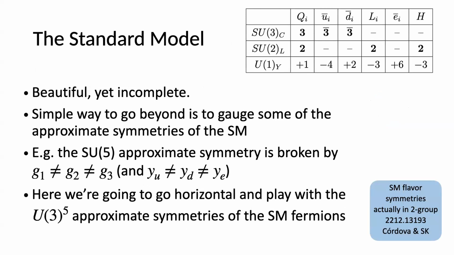But of course, we know it's not complete. We have more things we need to discover. And a simple way to go beyond the standard model is to gauge some of the approximate symmetries of the standard model. This is very familiar from, for example, grand unification, right? The reason that SU(5) grand unification works is that the standard model fermions already have an approximate SU(5) global symmetry. And what you do in SU(5) grand unification is you upgrade that to a gauge symmetry to begin with that's then spontaneously broken.